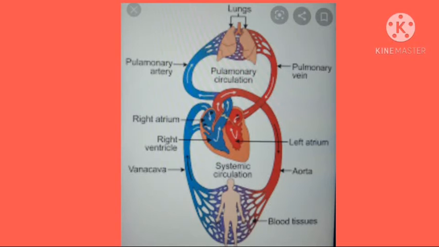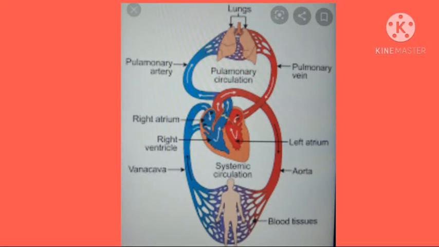Now students, how is the blood circulation going on in the heart? The deoxygenated blood from different parts of the body is received in the right auricle. Simultaneously, oxygen-rich blood returning from the lungs is received in the left auricle. The right auricle contracts and pumps deoxygenated blood into the right ventricle. Simultaneously, the left auricle contracts, sending the oxygenated blood into the left ventricle.